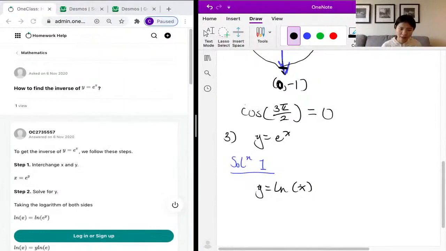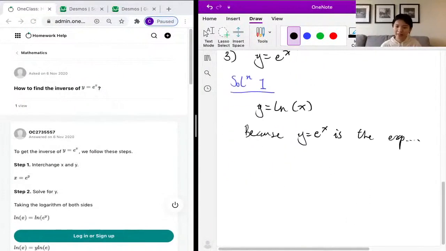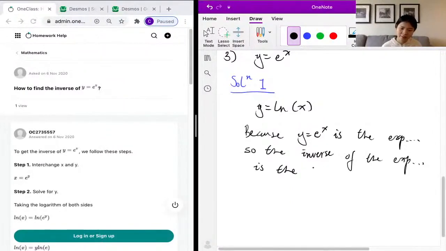Why? Because we know that y equals e^x is the exponential function, and the inverse of the exponential function is the ln function. So we can just directly say that the inverse, or y to the power of -1, of y equals e to the power of x, is ln of x. This is our solution number 1, written like that.